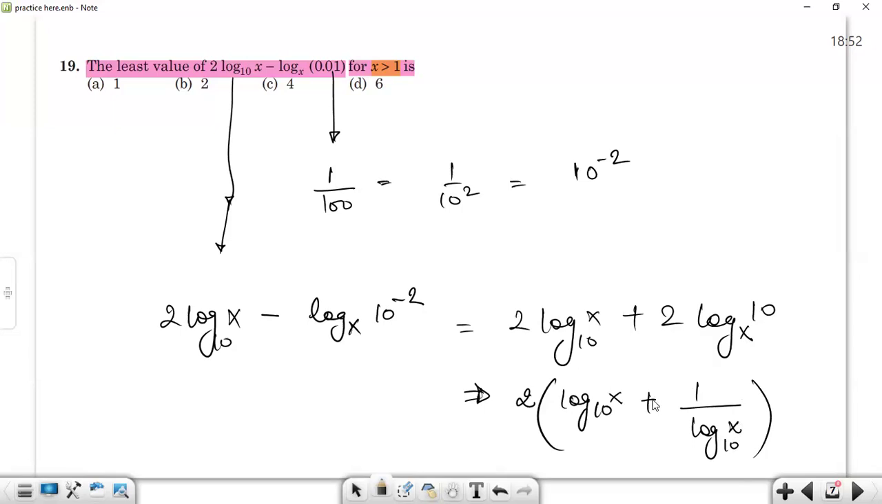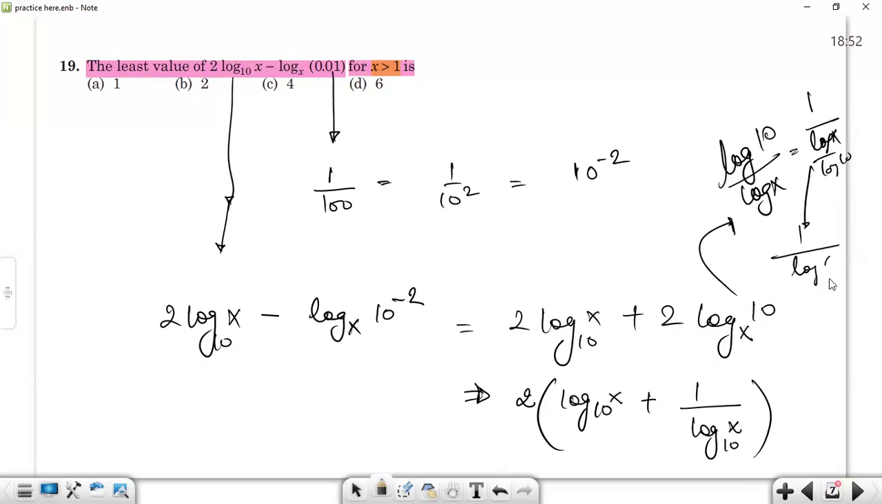Is that clear, everyone? Yes, sir. Should I repeat? No, no. So logarithm of 10 upon logarithm of x, and if we bring logarithm of x by logarithm of 10, what is this? 1 by logarithm of x to the base 10. Correct? That's what we have done.